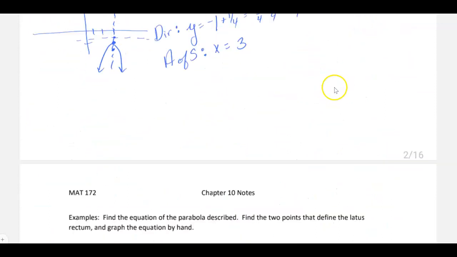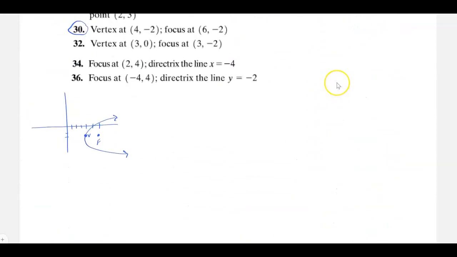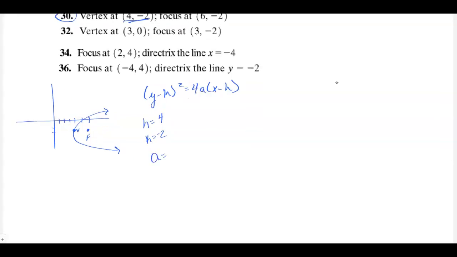So let's write down everything we know, going back to where it was. It opens to the right, so it's got to fit this format: (y - k)^2 = 4a(x - h). So we know h is 4 and k is -2. That's your x and y from the vertex. And if we know the focus is here at (6, -2), we know a. a is the distance from here to here, vertex to focus, and that is 2.